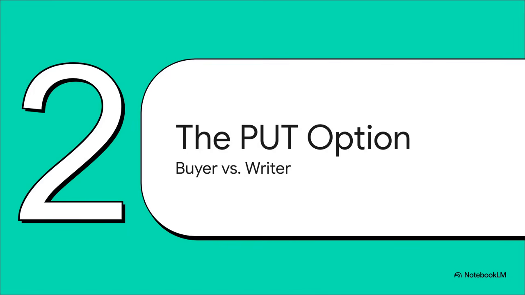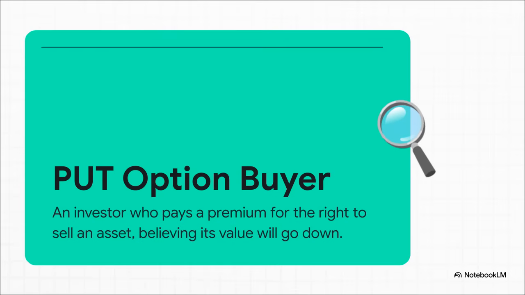All right, so let's take that insurance idea and bring it over to the stock market. This is where we officially meet the put option. So, a put option buyer is basically the car owner in our story. They pay a fee, it's called a premium, and in exchange, they get the right but not the obligation to sell an asset, like a stock, at a price they agree on beforehand. Now, why would they do this? Because they believe the actual market price of that stock is about to fall. It's literally financial insurance against a price drop.